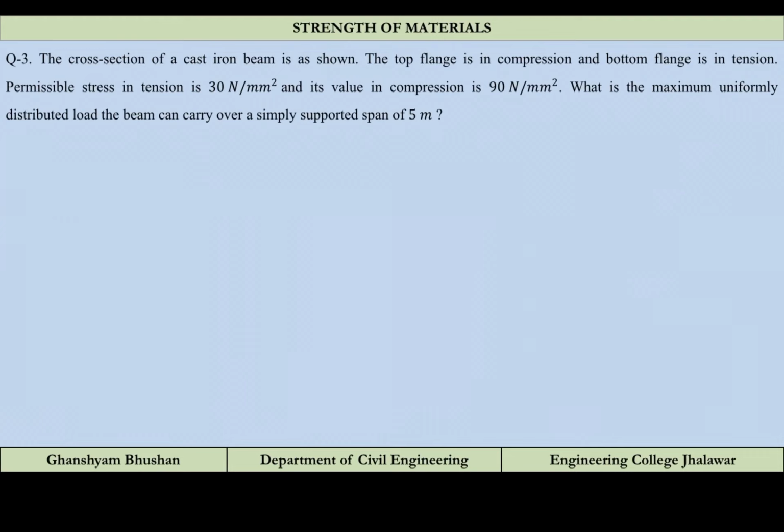The cross section of a cast iron beam is as shown. I will show you the picture. The top flange is in compression and the bottom flange is in tension. Permissible stress in tension is 30 Newton per millimeter square, and in compression it is equal to 90 Newton per mm square. So the values are different in compression and tension. What is the maximum uniformly distributed load the beam can carry over a simply supported span of 5 meters?